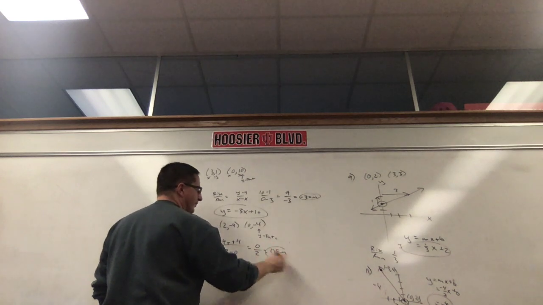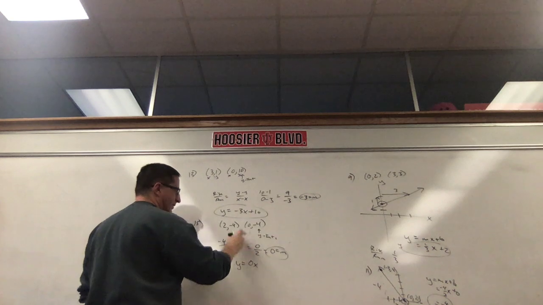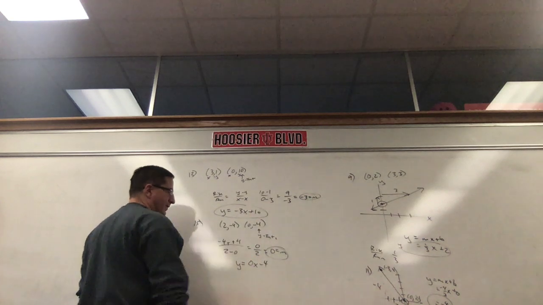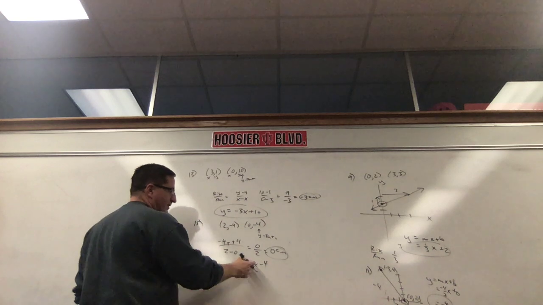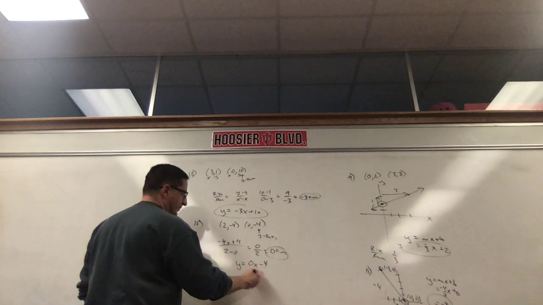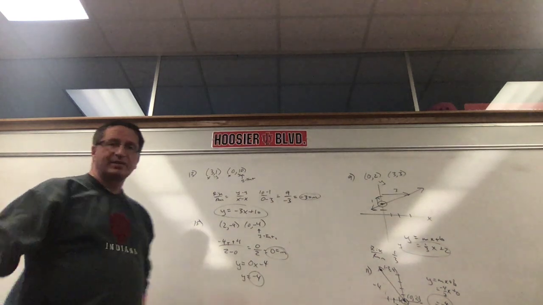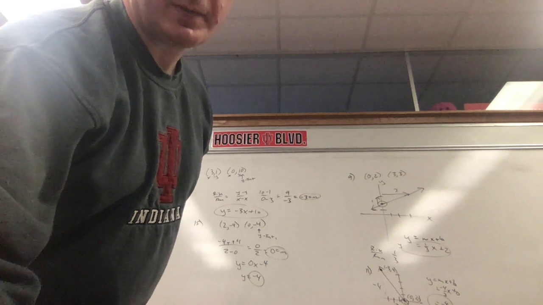And that's our slope. So y equals 0x plus -4, or minus 4. And again, the computer may or may not take that. I don't know. But 0x is just 0. Take away 4 is -4. And that is a line, but it's a horizontal line, because there's no x.